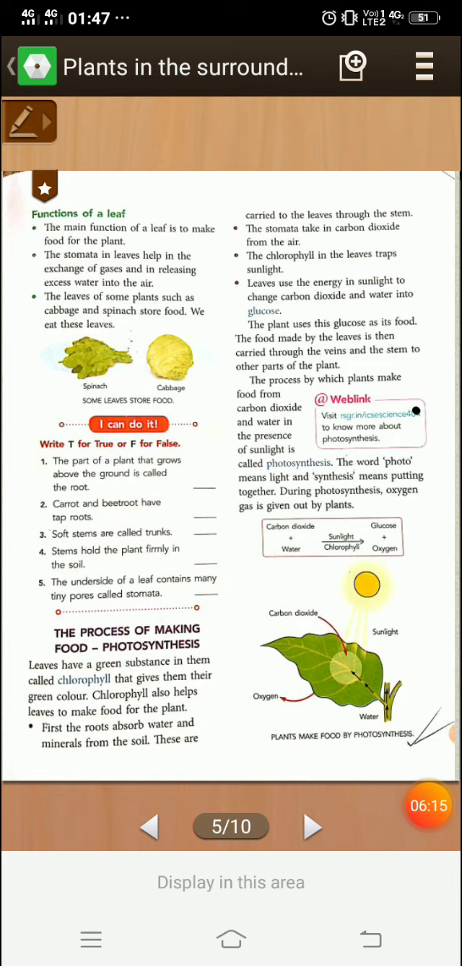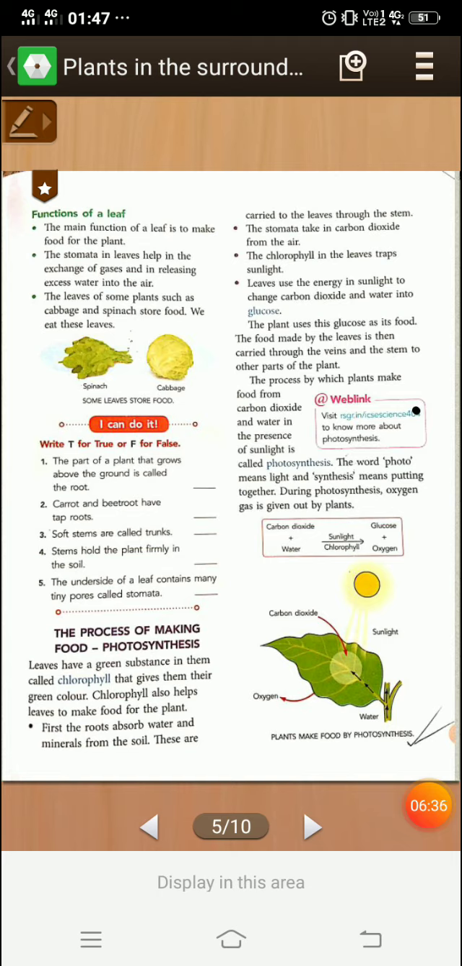Now the word photosynthesis is basically made up of two words. One is photo, the other one is synthesis. Photo means light and synthesis means putting together. So basically it becomes using light to make food for the plant. The process is called photosynthesis.